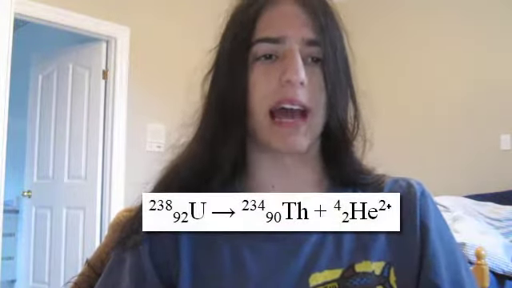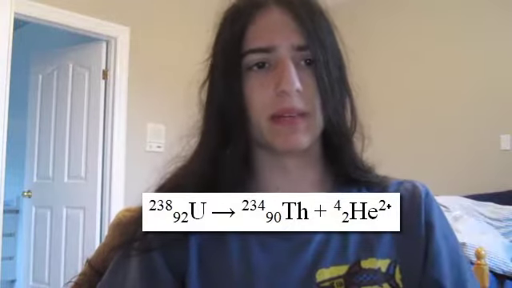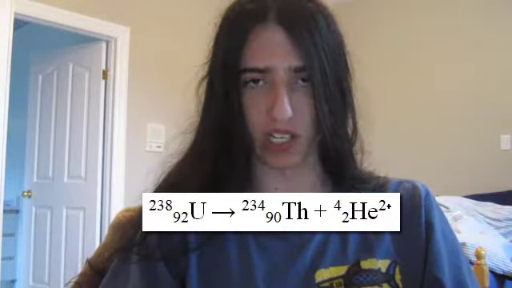This kind of radiation is given off when a particle decays into an atom with an atomic number of 2 less than the original. For example, a uranium-238 atom decaying into a thorium atom and a helium atom with a charge of 2+. Alpha radiation is only dangerous if ingested, and it's easy to prevent any bodily harm from it. Now I'm going to talk about beta.